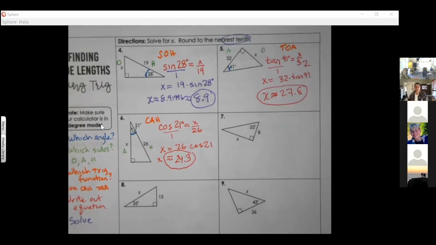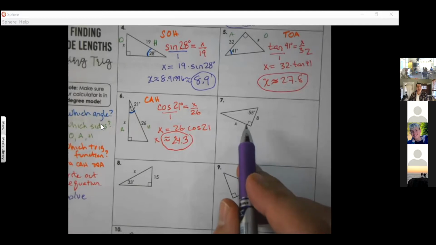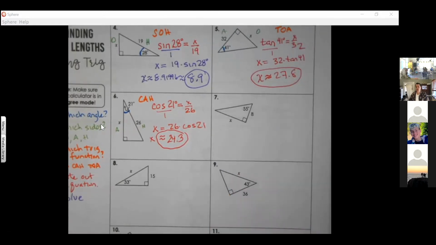Now, level 2, I'm going to introduce here. Actually, no, this one's still level 1. Do this one, please, yourselves. Do number 7. Go.